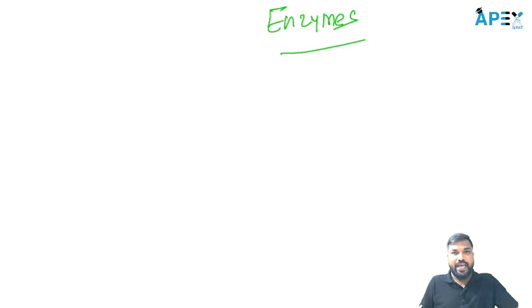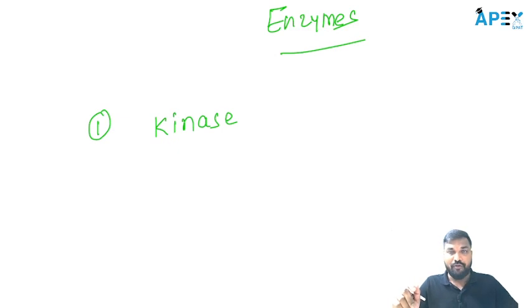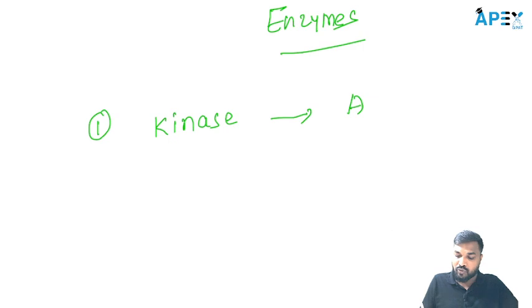Hello everyone. In this video, we will discuss quick tips about enzymes. Among the important enzymes we regularly see is the kinase enzyme. Wherever the kinase enzyme is there, that means ATP is being used.